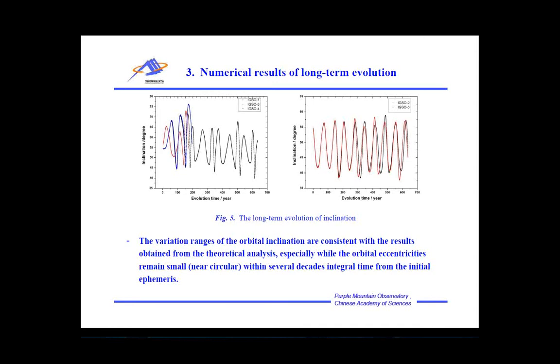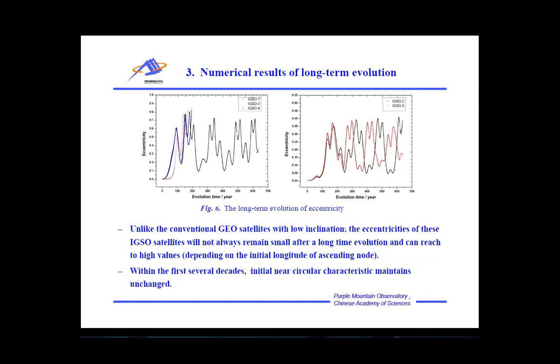This figure 5 shows the evolution of orbit inclination. Again, we put two figures here. From this figure, we can see the variation regions of the orbit inclination are consistent with the results obtained from theoretical analysis, especially while the orbit eccentricities remain small in the beginning of the integration time.